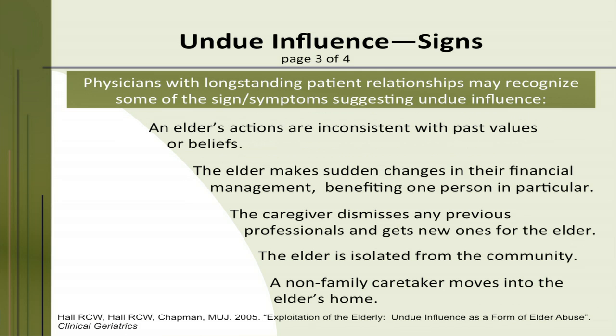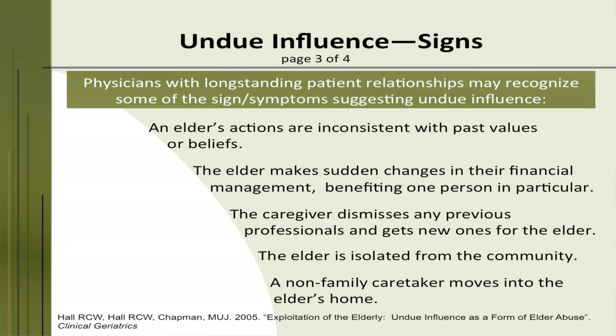And so what are some signs of undue influence? An elder's actions are inconsistent with past values or beliefs, and physicians are in a really good position to be able to detect undue influence or have their suspicion raised about this, because they have a long-standing patient relationship with a lot of their patients, especially their older adult patients, because they see them pretty frequently. If a physician sees that an older adult is making decisions that don't necessarily go along with what they have done in the past, this may be a sign of undue influence.